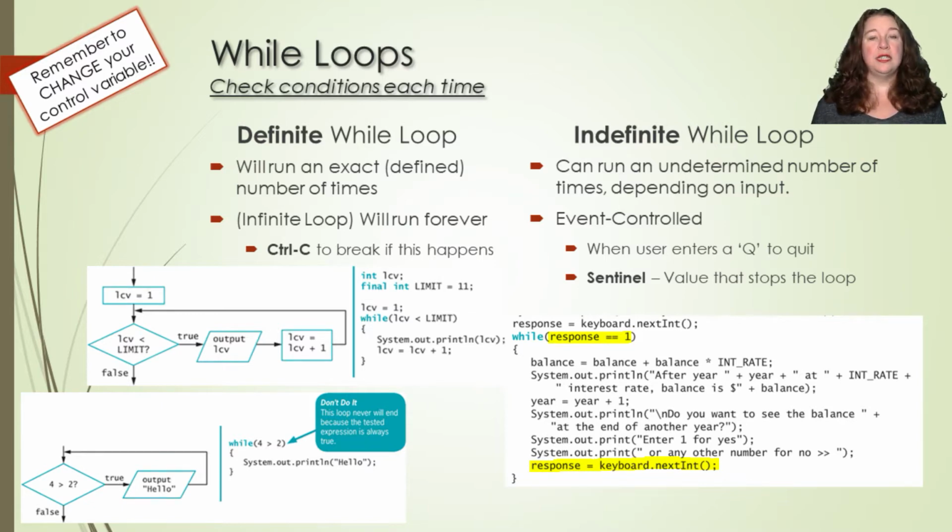Do you want to continue? Do you want to see the next year? Enter 1 for yes. As long as they keep entering 1, it will keep looping. If they enter anything other than 1, it will break out. So we call that a sentinel.